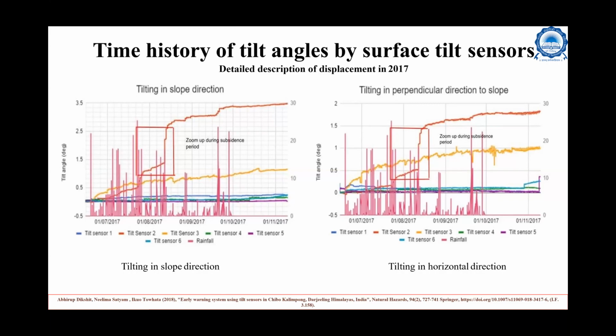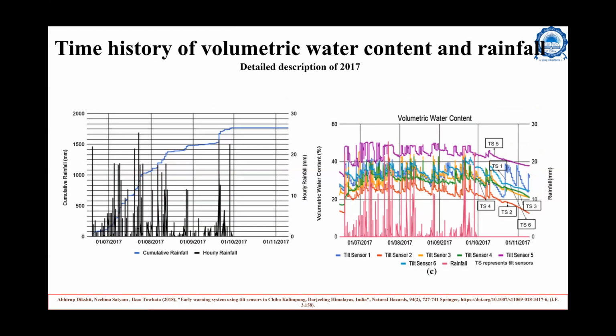And this is the time history of volumetric water content. We also put water content sensors at the same location where we are measuring the tilt. These are 2D MEMS tilt sensors, wherein along the slope, that is the x direction, and perpendicular to the slope, they give the tilt in the ground. So this is for different sensors. This is the volumetric content in the sensors. Then we zoomed in.